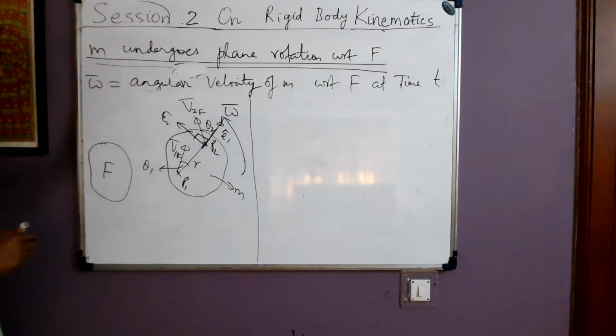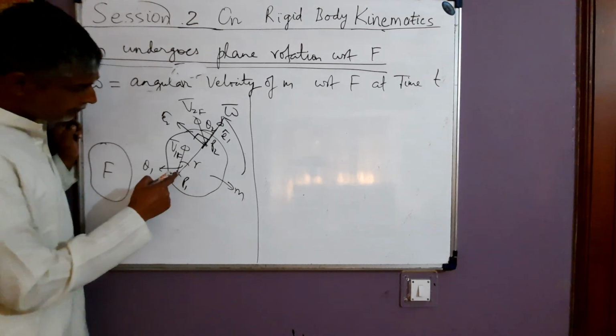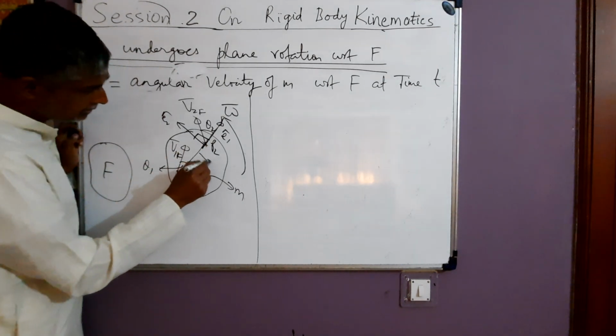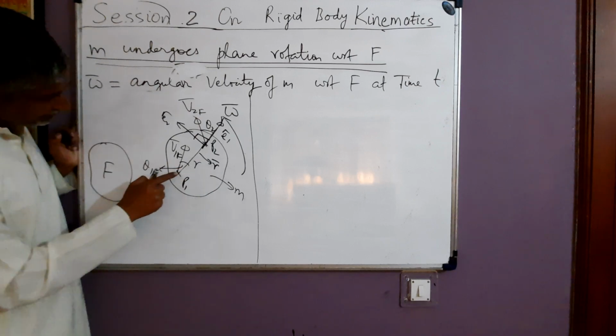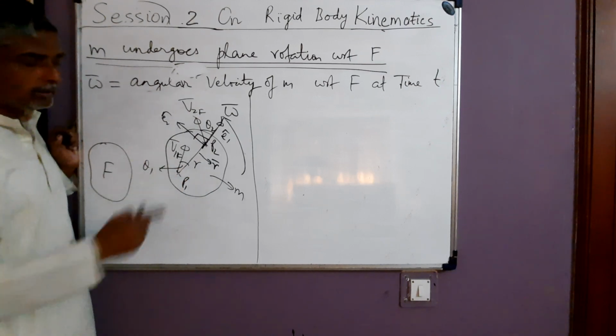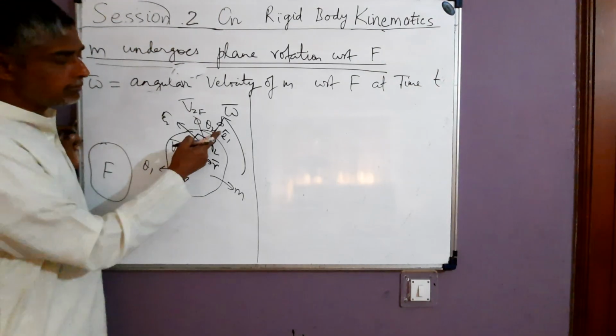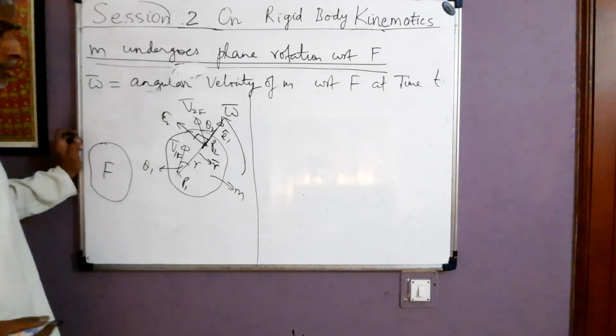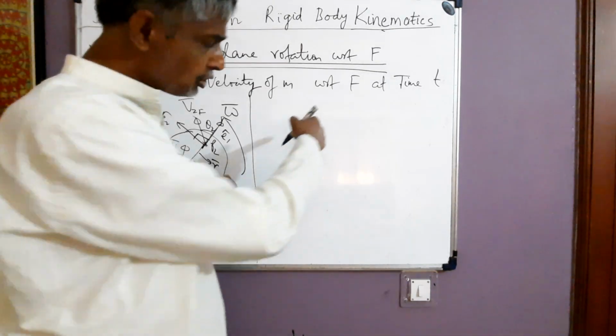Now, first of all, the vector from P1 to P2 is vector r. Where r is a vector from P1 to P2, its magnitude is equal to r, and its direction is along E1 hat. So, I'll derive the second definition of omega first.